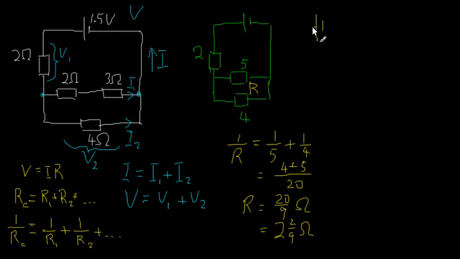So let me draw what I have now. I still have this resistor of 2 ohms, but in place of those two in parallel, you can think of this as a single resistor of 2 and 2 over 9 ohms. Okay, so it definitely gets simpler. Now I finally have just these two resistances in series.